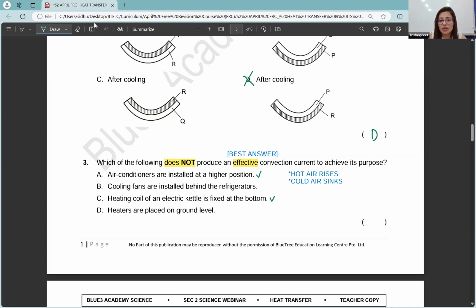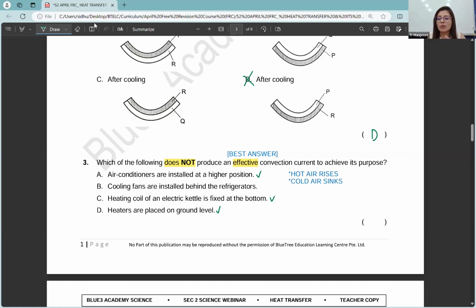Is this effective? Yes. Then you realize, oh, okay, so cooling fans are not very effective. Cooling fans at the back of the refrigerator have an effect, but is it the most effective way of removing the warmer air at the end? No. Why is there warmer air at the end? The refrigerator's purpose is to keep something cold. So the hot air in the refrigerator has to exit, right?